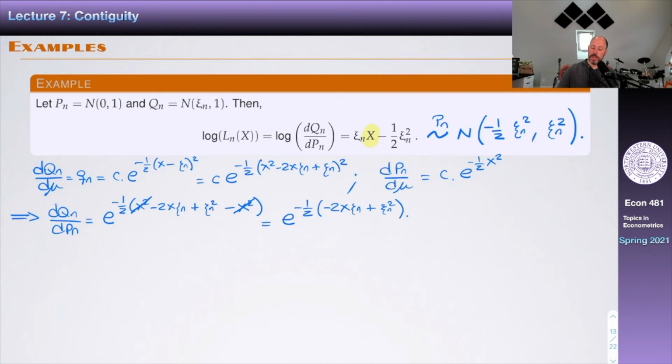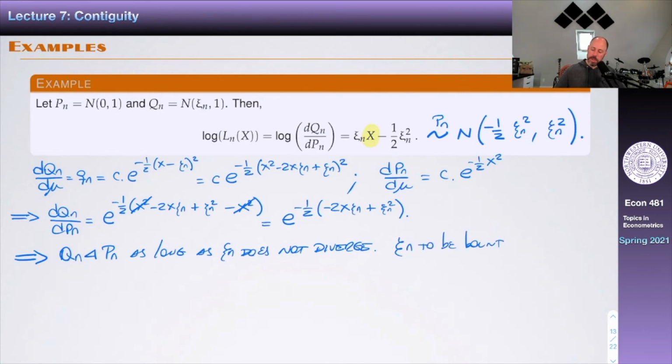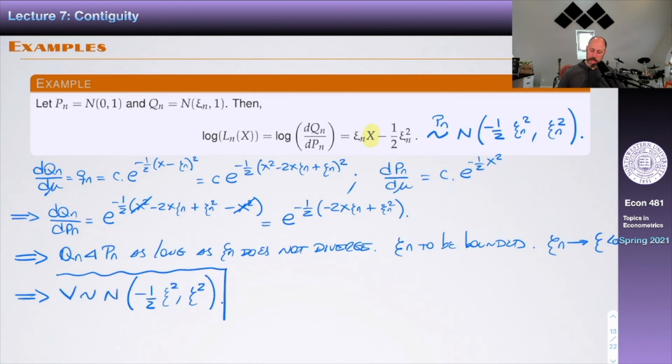However, we can't stop here, because the corollary says that this converges in distribution, and here there's a sequence, psi n. So Qn is contiguous with respect to Pn as long as psi n does not diverge. We need psi n to be bounded. One example: if psi n converges to some finite psi, then the limit will have a normal distribution with mean negative half psi squared and variance psi squared, and this will imply contiguity.